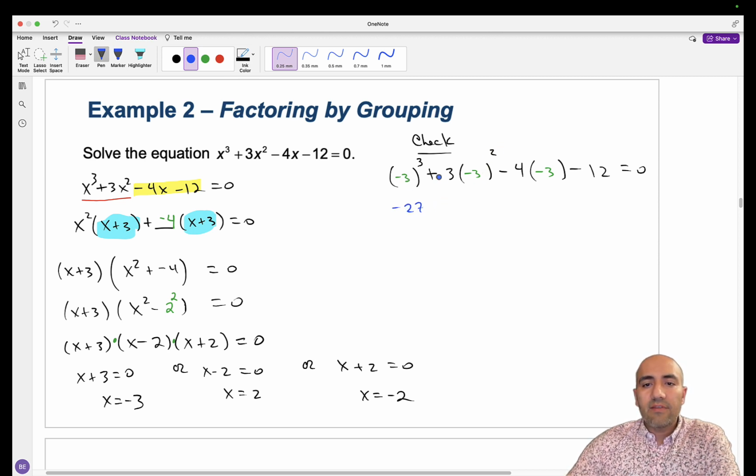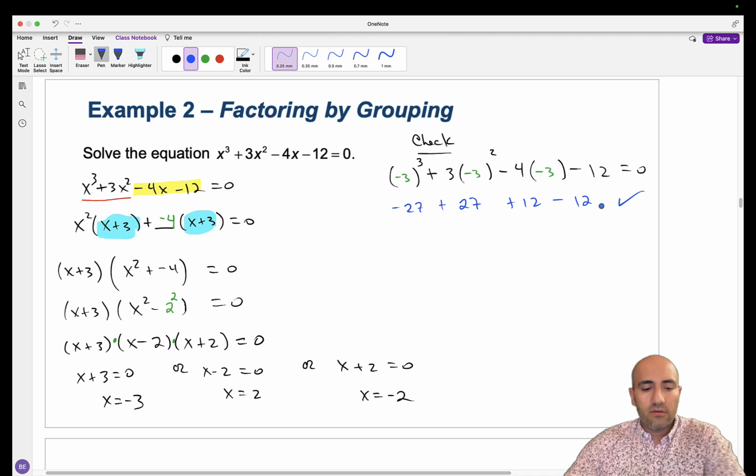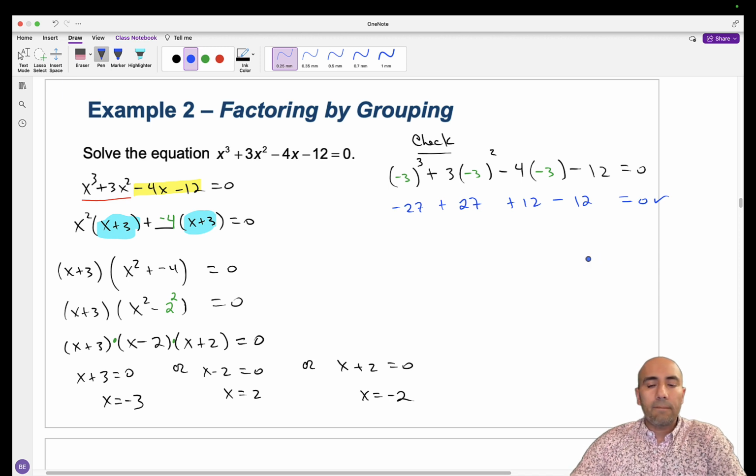That's going to be positive 9 plus 3 times 3 makes it positive 27. So those will cancel. And then this becomes plus 12 minus 12. That works out. That's going to be 0. These two cancel. These two cancel. This equals 0. So that would be a solution.